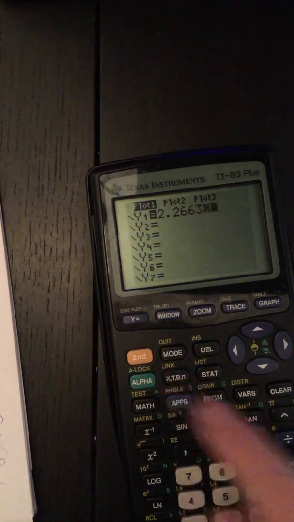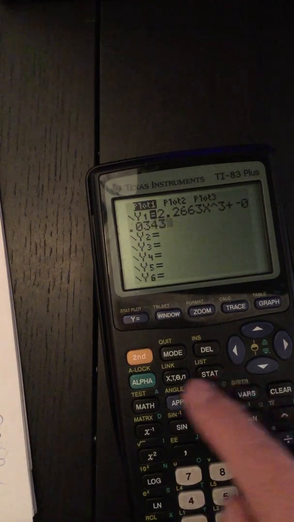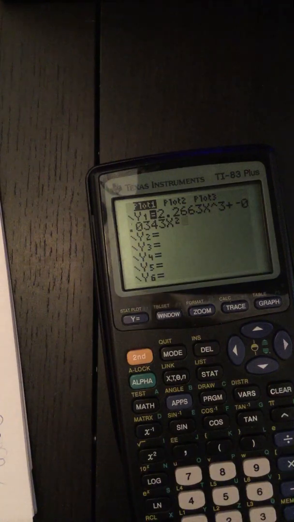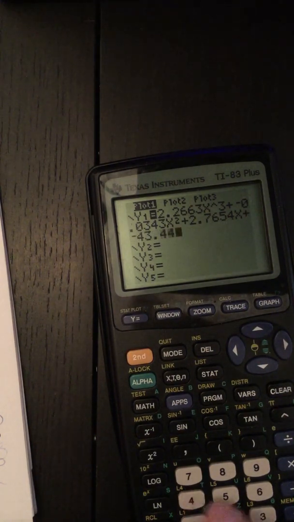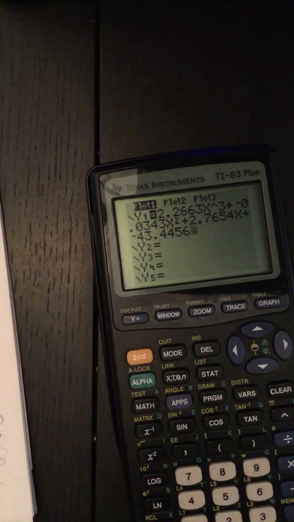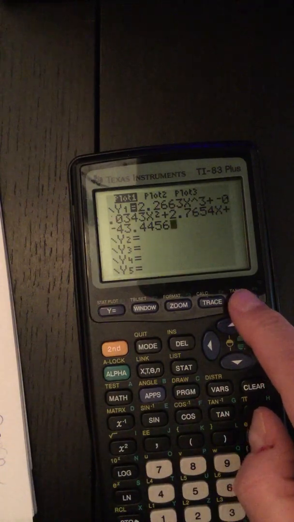2.2663 x to the 3 plus negative 0.0343 x to the 2 plus our C was 2.7654 x plus a negative 43.4456. So now my equation is in there, and let's see what this looks like when we graph it along with the scatter plot.